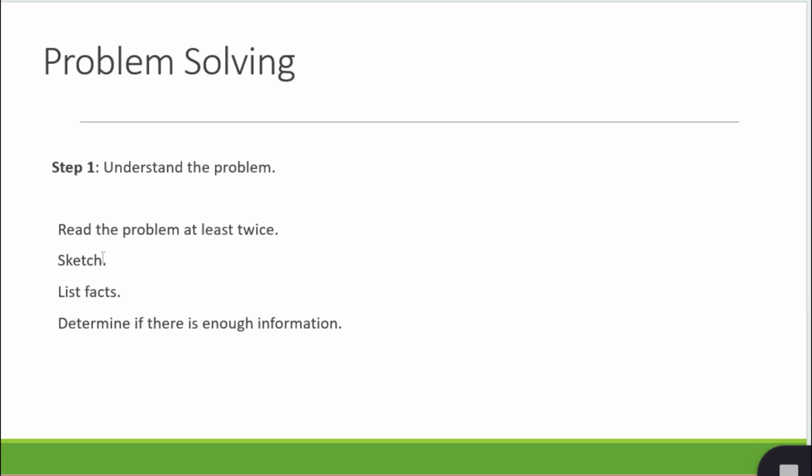If it's a problem where a sketch would help, like a geometry problem or something like that, then draw a sketch if it helps you visualize. And then this last one usually is not going to happen when you're asked to solve a problem in a math class, but in real life it could be. In real life, you might look at the information that you've gathered, and maybe you don't have enough to really solve the problem, and you need to go find some more information. Okay, so that's step one.